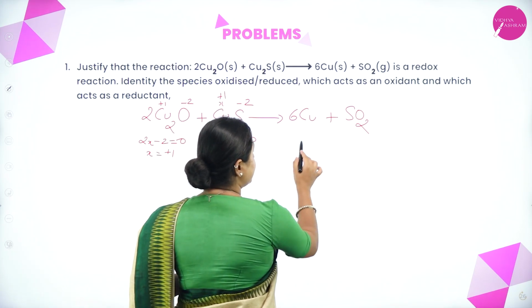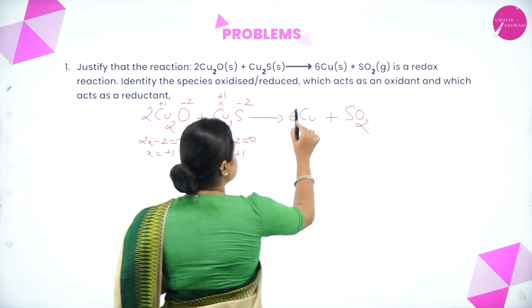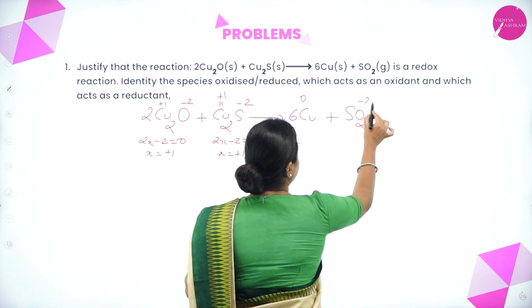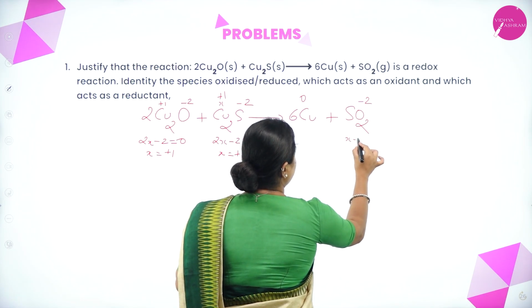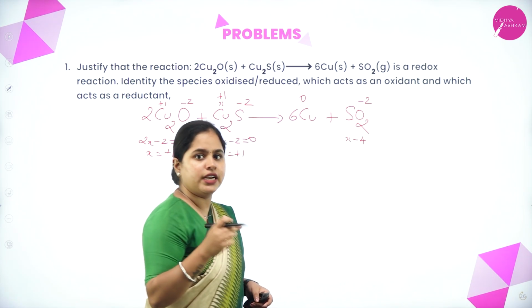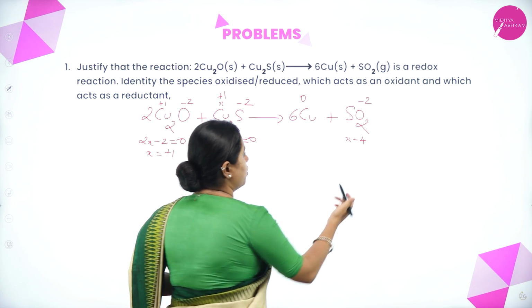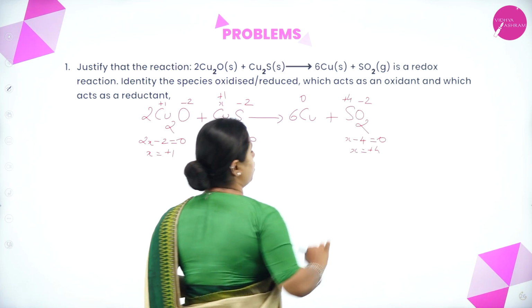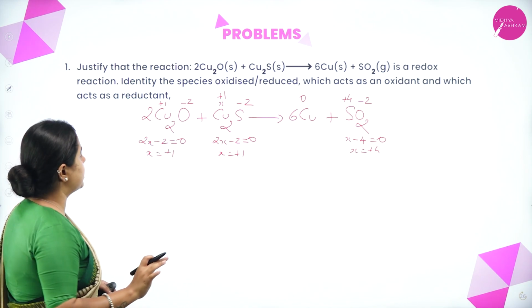Now here copper is in its elementary state, so it is 0, right? And coming on to SO2, oxygen again is -2. So x minus 4, that is 2 into -2, will be equal to 0, x equal to +4. So sulfur is in +4 oxidation state. So till here it is clear, I hope.